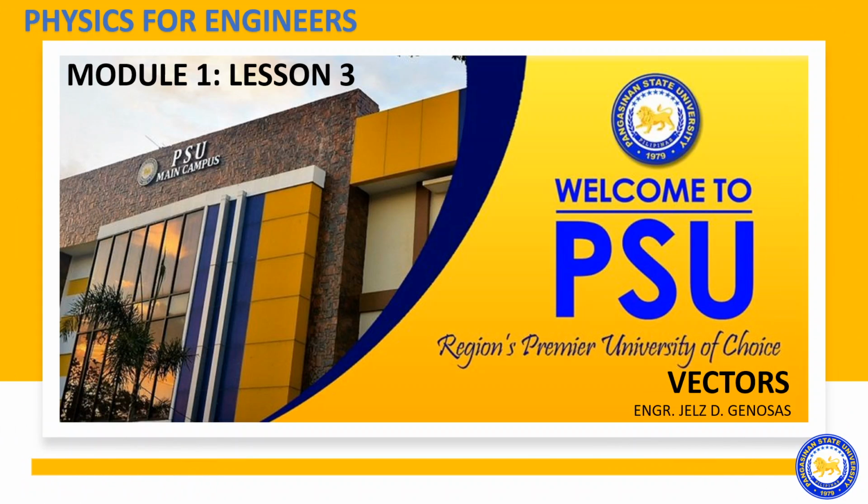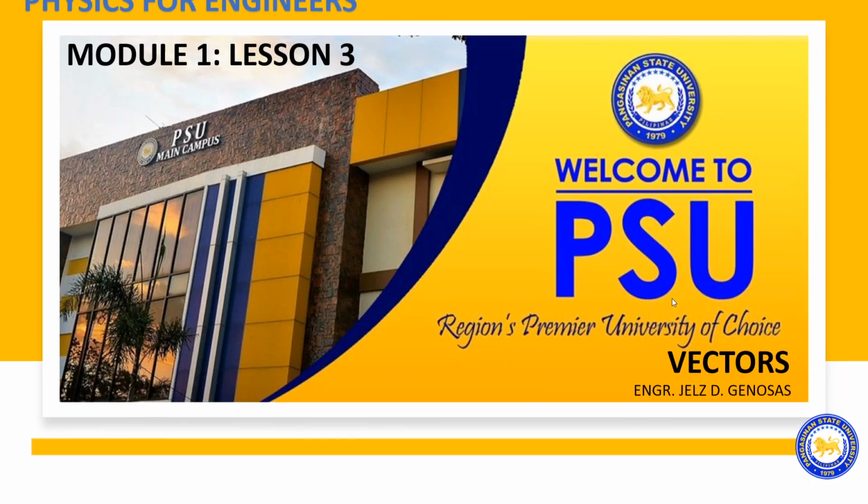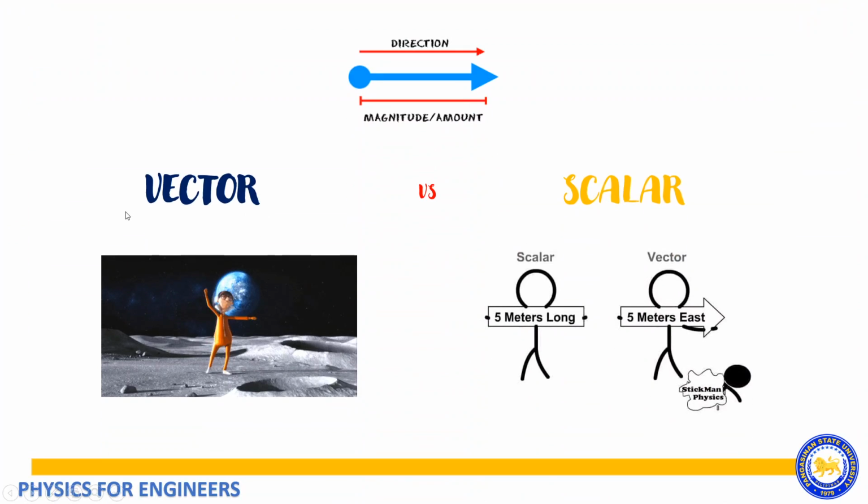Hello class, in this video I will be discussing Module 1 Lesson 3, which is entitled Vectors. Okay, so when we say measurement, we have two types of measurement. We have the vector and the scalar. When we say vector, it is a magnitude or amount with direction.